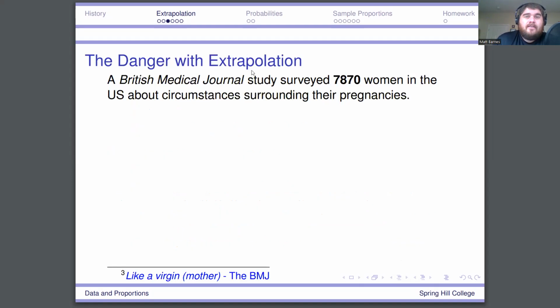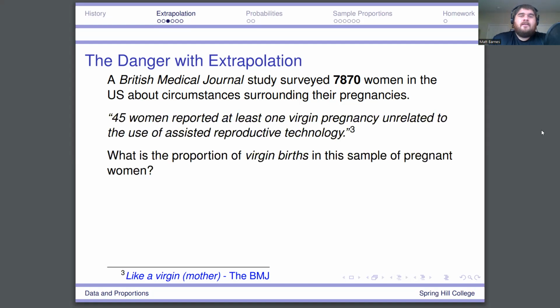So we already saw some issues there. We'll come back to them. If you're keeping track in your head, don't forget those. But let's take another look at an example and figure out what goes on as well. We have 7,870 women that were asked about the circumstances surrounding their pregnancies. These were US women, and this was a British Medical Journal study.